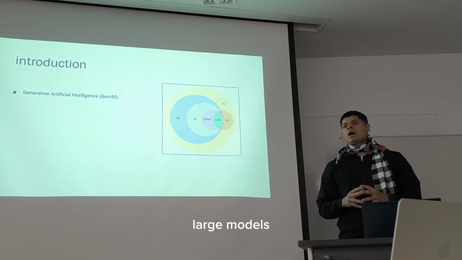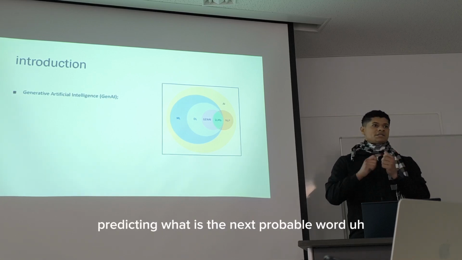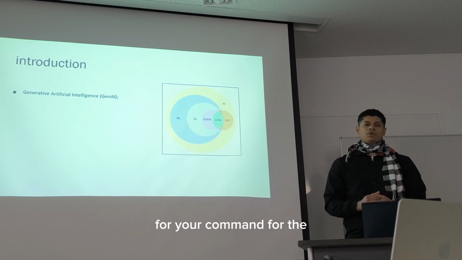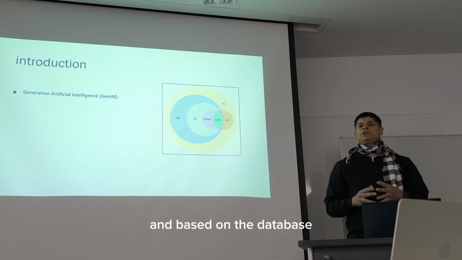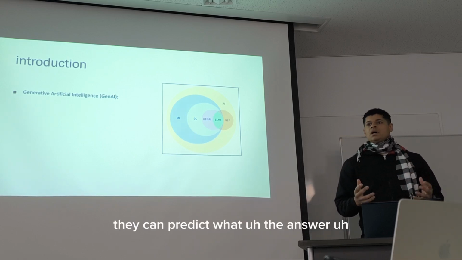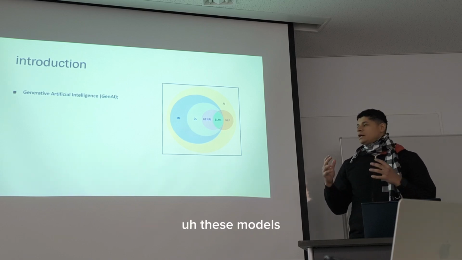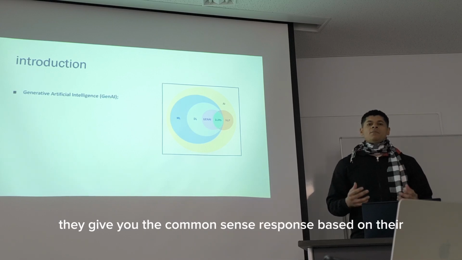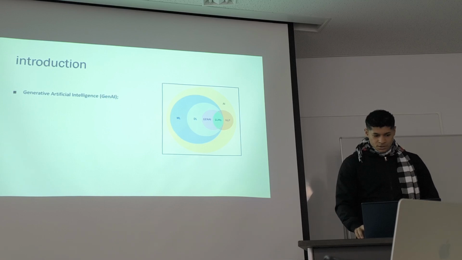Large language models work basically by predicting the next probable word for the prompt that you typed, based on the database that these large language models have, so they can predict what the answer will be. So in general, these models give you the common sense response based on their data bank for your prompt.